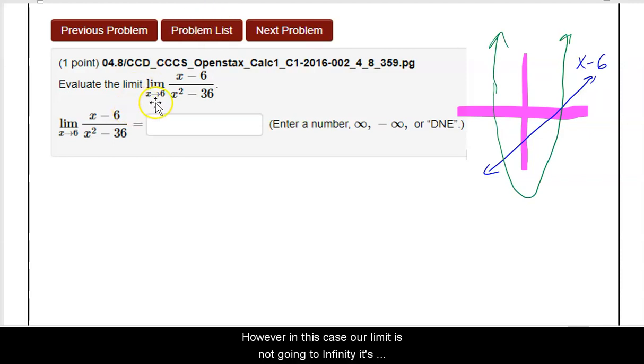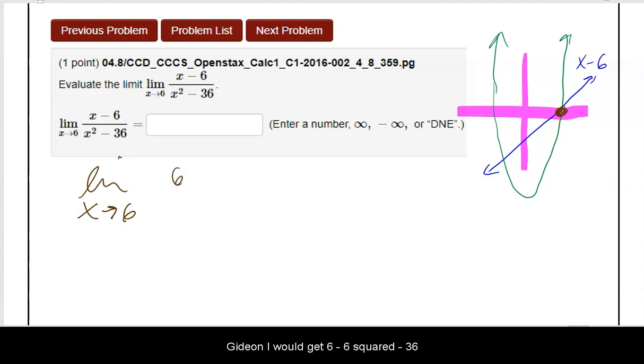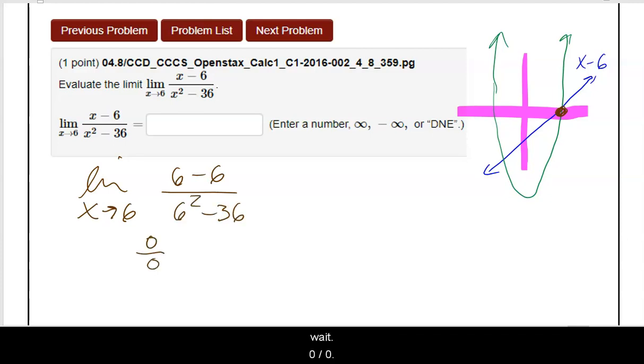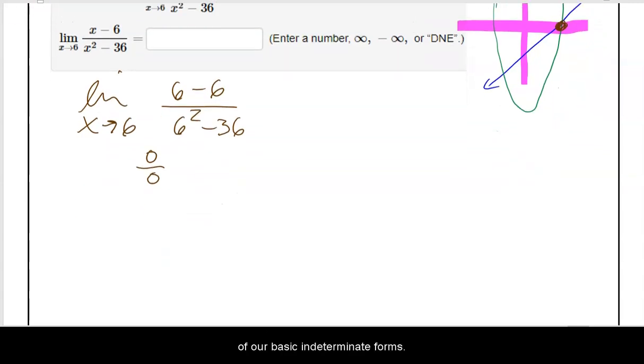However, in this case, our limit is not going to infinity. It's going to 6. So the question is, what happens to both of those when x is 6? Well, when x is 6, these guys are both sitting on the axis, which means that if I try to plug in, which should always be step 1 for you, I would get 6 minus 6 over 6 squared minus 36. Ooh, wait, that's 0 over 0. That tells you you can do L'Hopital's rule, because that's one of our basic indeterminate forms.